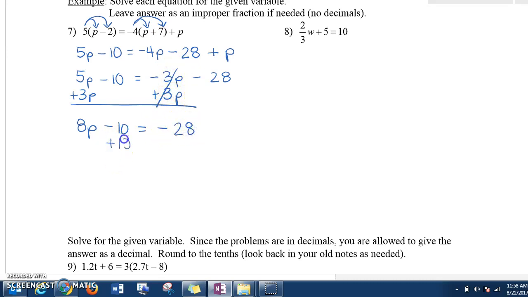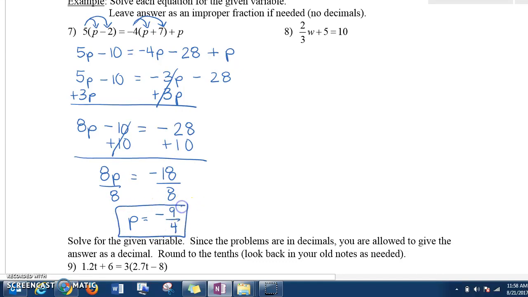We're now going to add 10 to the other side since it's being subtracted. And subtraction and addition are inverses of each other. 8p equals negative 8. Divide by 8 on both sides. p equals negative 18 over 8, which reduces to negative 9. Awesome job.